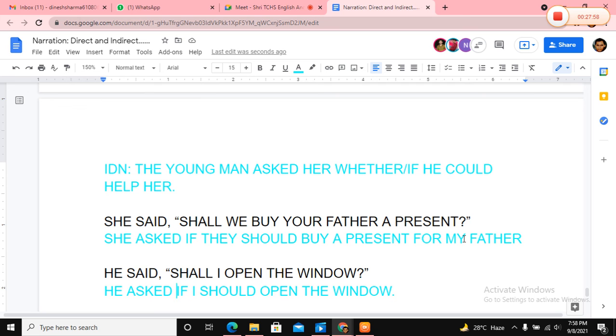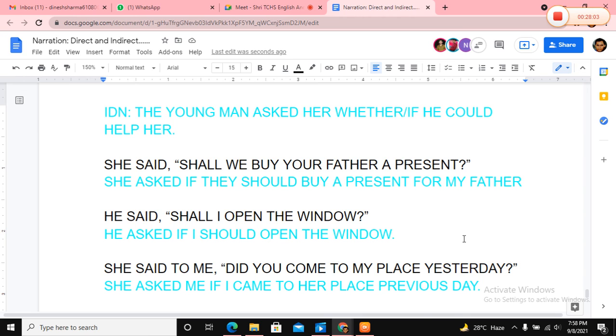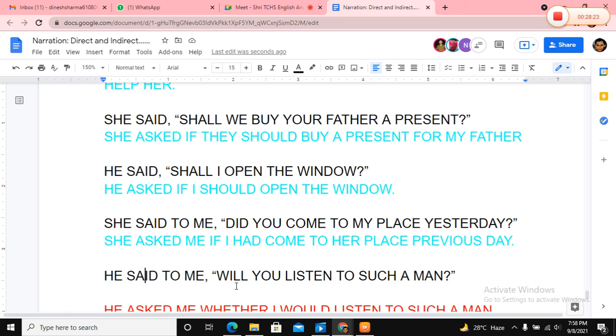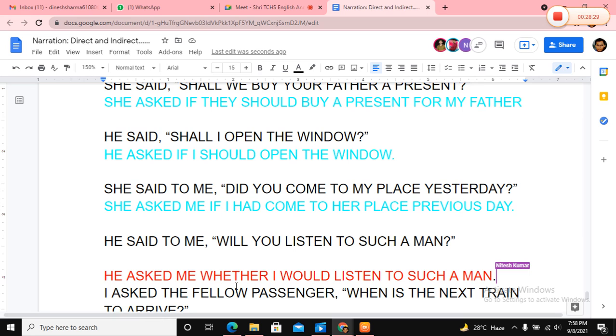He said, shall I open the window? He asked if I should open the window. Good. She said to me, did you come to my place yesterday? She asked me if I had come. Past simple will go in past perfect. She asked me if I had come to her place the previous day. He said to me, will you listen to such a man? He asked me whether, oblique, if I would listen to such a man.